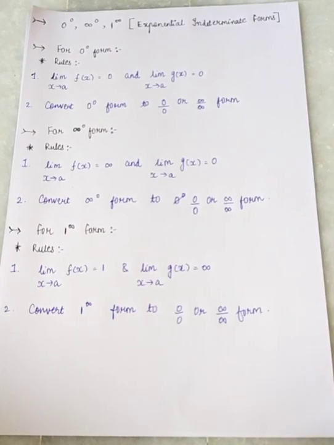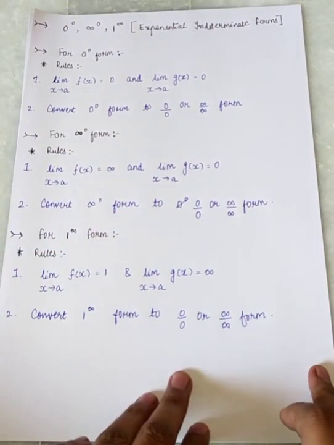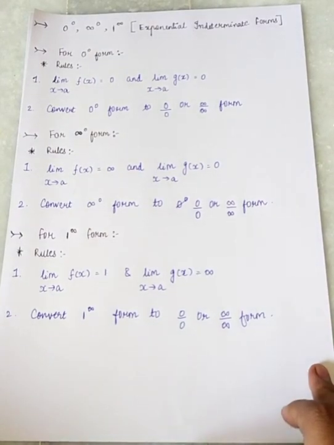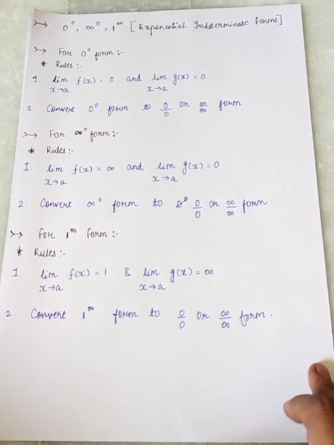Hello everyone. So today in this lecture we will see exponential indeterminate forms, that is 0 raised to 0 form, infinity raised to 0 form and 1 raised to infinity form. Now let us see the rules for all the forms.